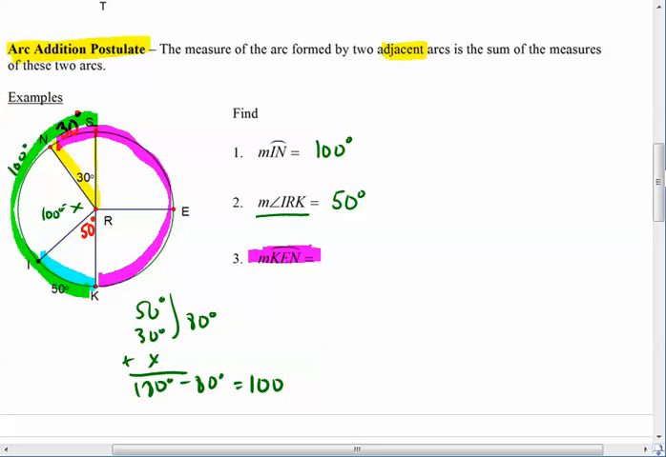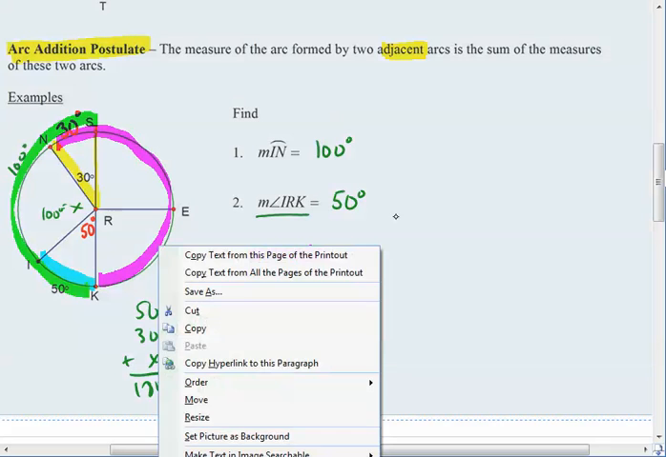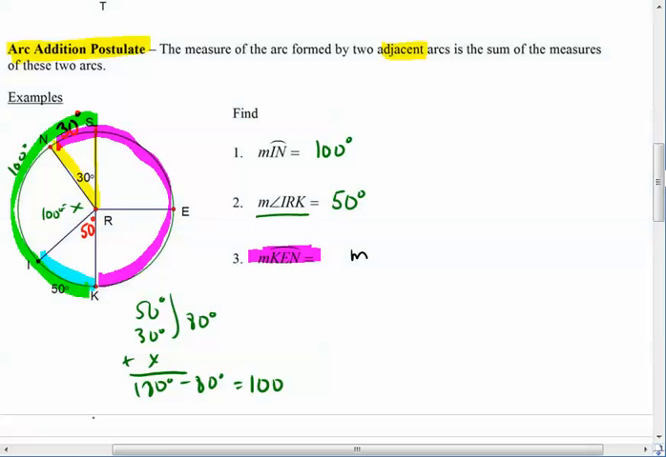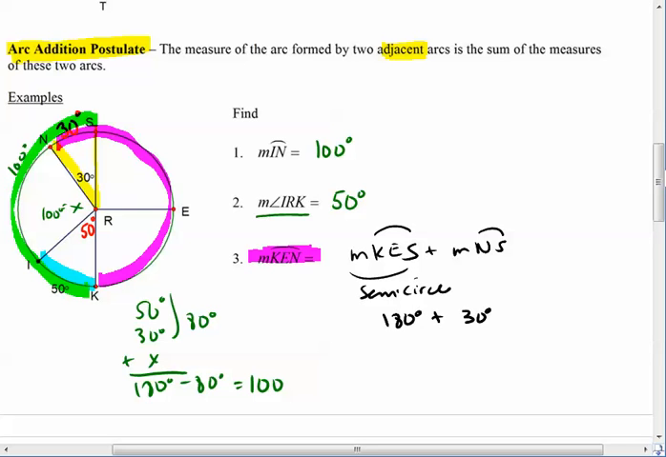Okay. So basically what we're seeing is that that is really the measure of, oh, sorry about that. Unhighlight that. The measure of arc KES. Oops, I'm writing it as an angle. Measure of arc KES plus the measure of arc NS should be equal to KEN. We can see that KES is a semicircle, and we know semicircles have 180 degrees. We know that arc NS is 30 degrees, so when you add 180 to 30 degrees, you get 210 degrees.